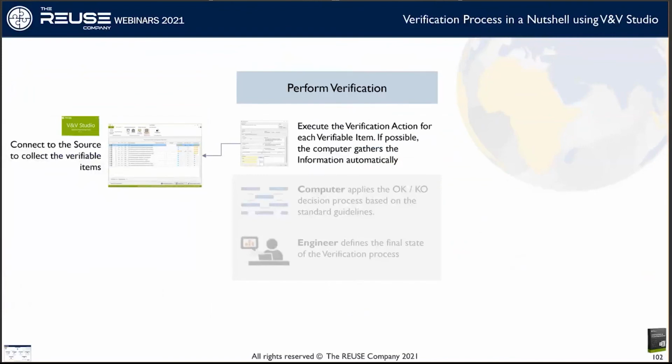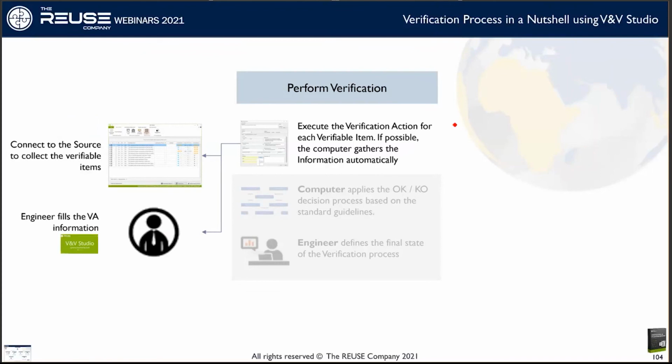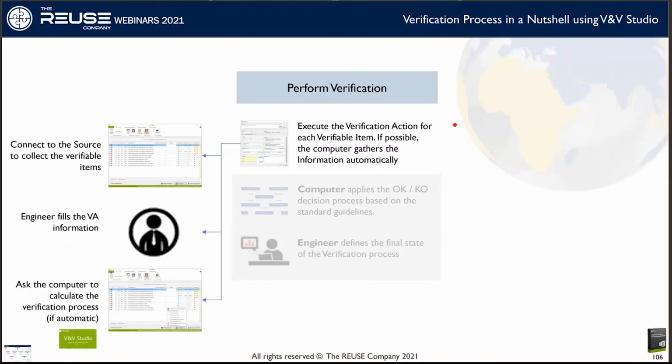Let's get into performing the verification. In order to perform the verification, you have to do three things. The first one is to execute the verification action for each verifiable item. If it is possible, as you have defined a verification action, the computer can calculate the comparison. But in any case, you have to somehow fill in the results of the verification actions. The human fills in the information there, and then once the information is in, you can go into the V&V Studio, select one of the options, and say calculate the result.